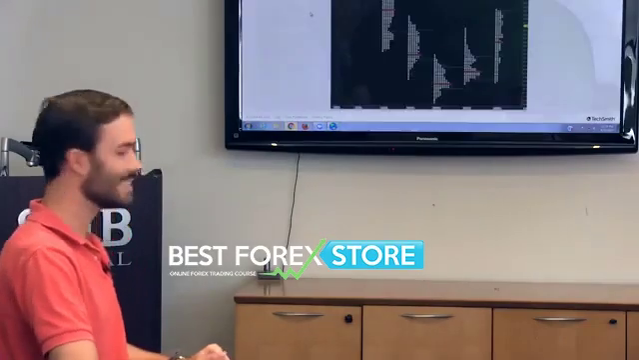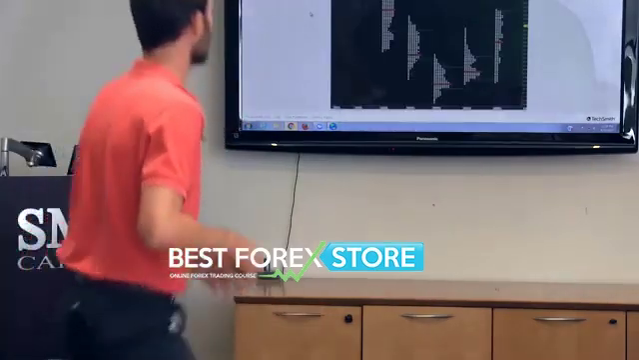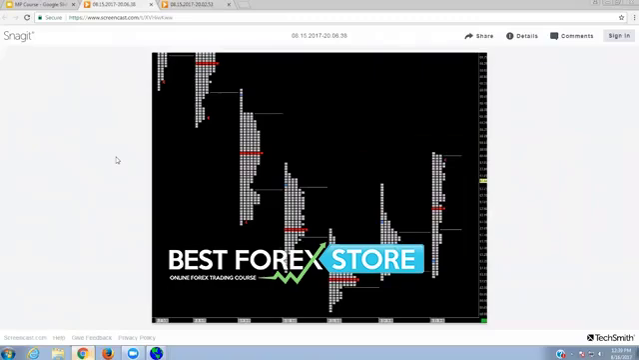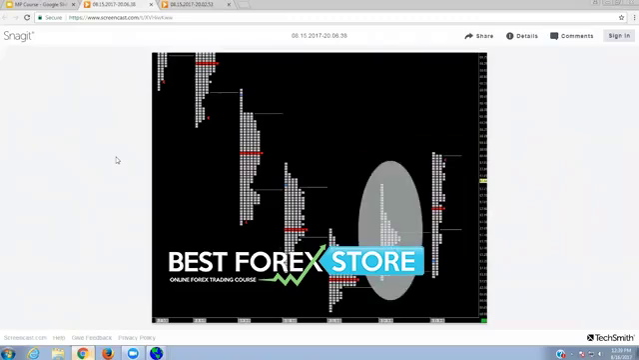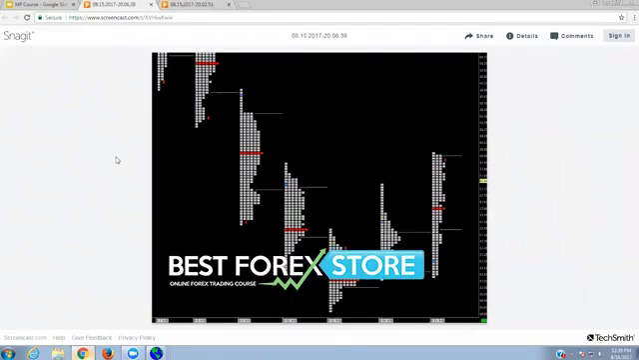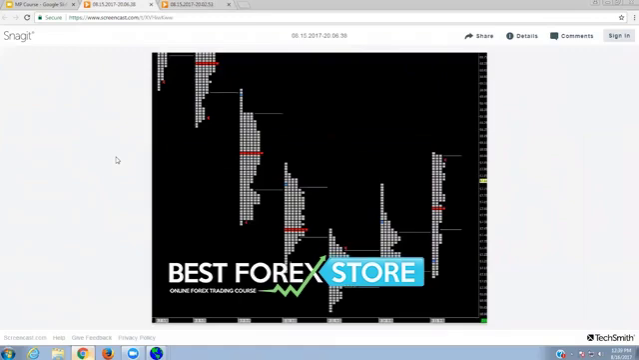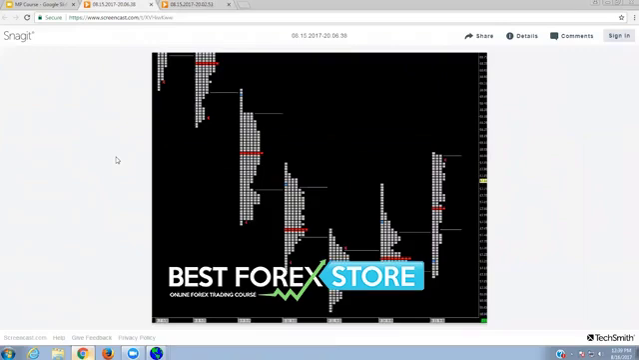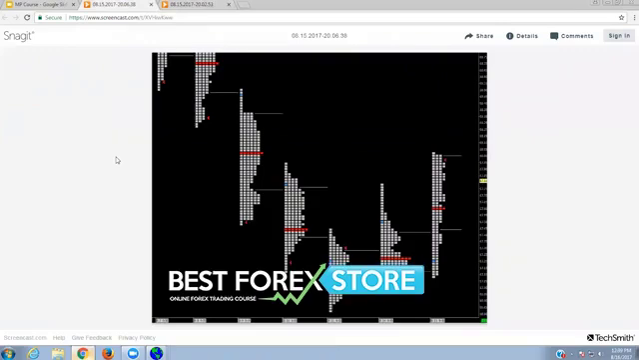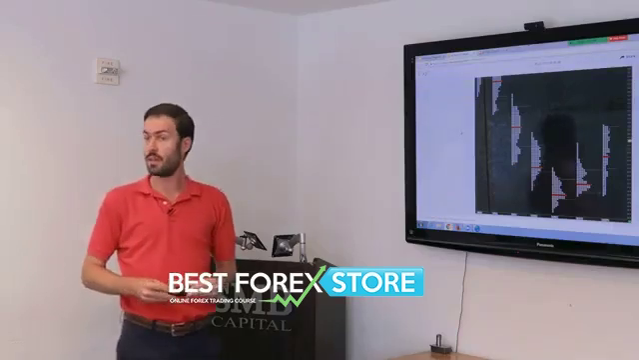Let's look at what this day looked like in terms of the profile. Spike higher and lower. But what is changing there? What's the dynamic? What's different about that day versus what we have seen leading up to that? Point of control is higher. Okay, point of control is higher. First time all week.